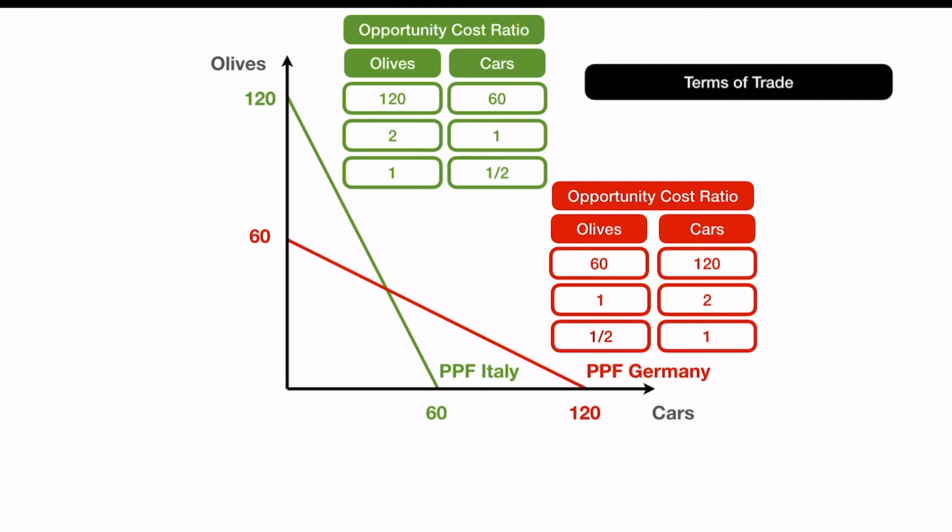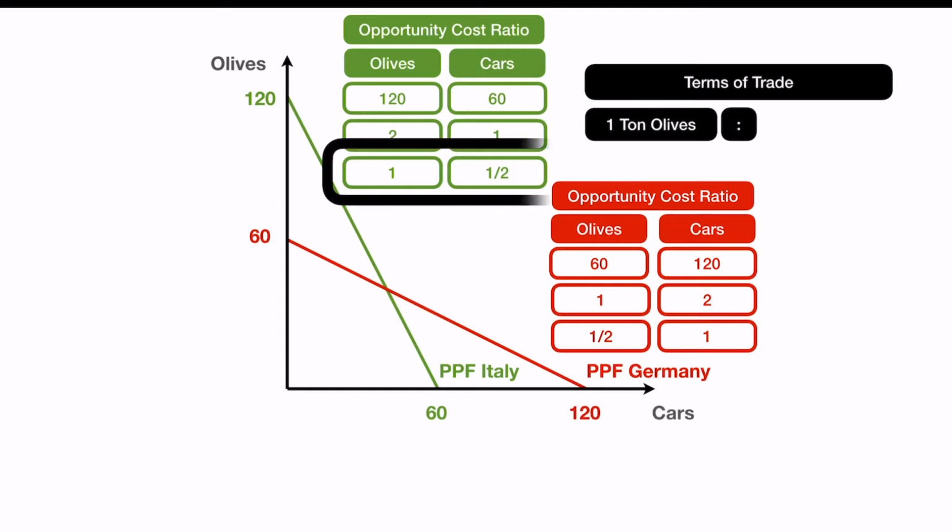We can also identify suitable terms of trade which show a possible rate of exchange which the countries could agree to. The rate will lie in between the opportunity cost ratios for the two countries. As Italy would need to give up half a car to produce a tonne of olives, they will sell for any price above half a car.